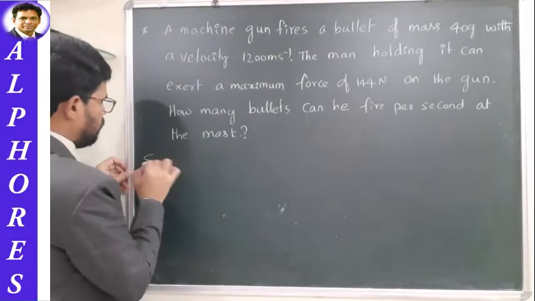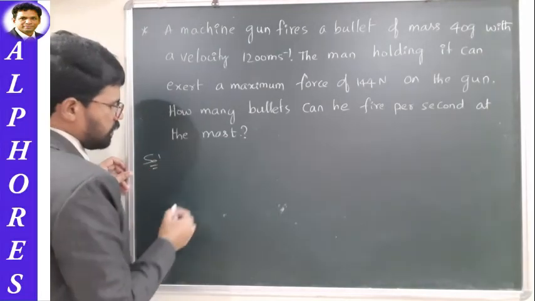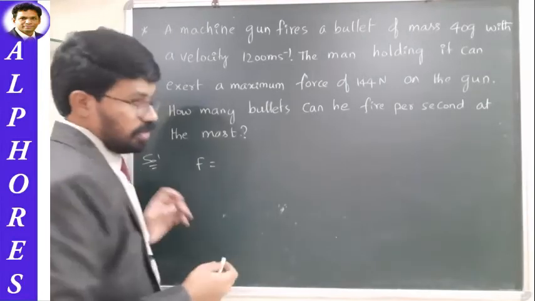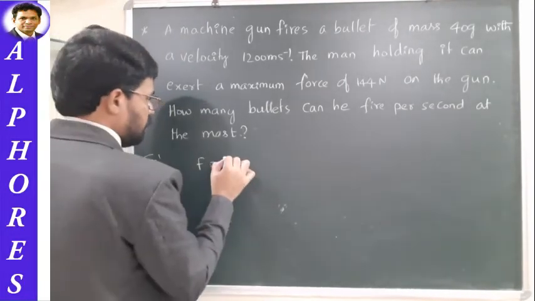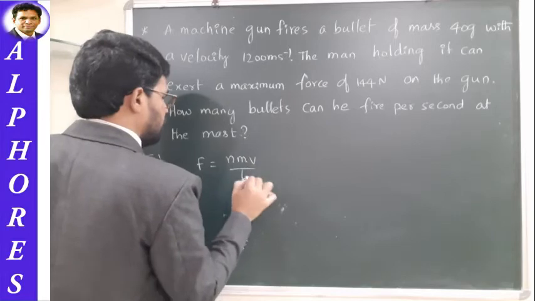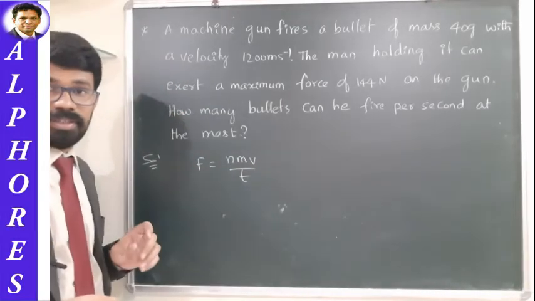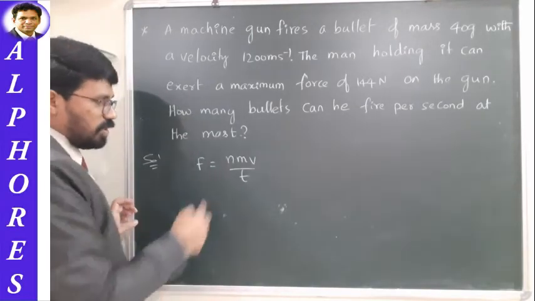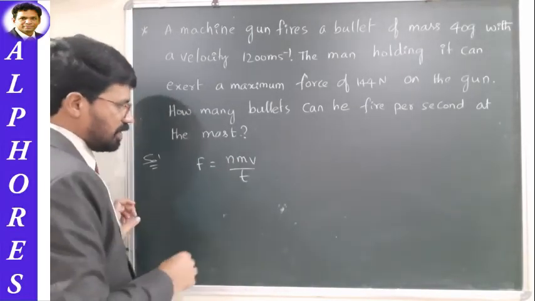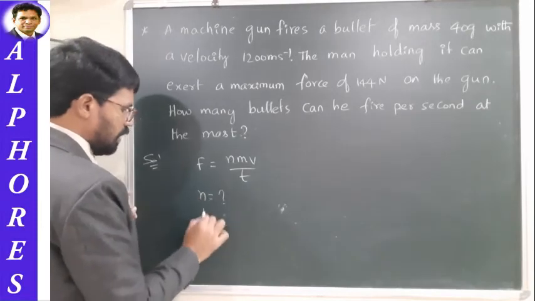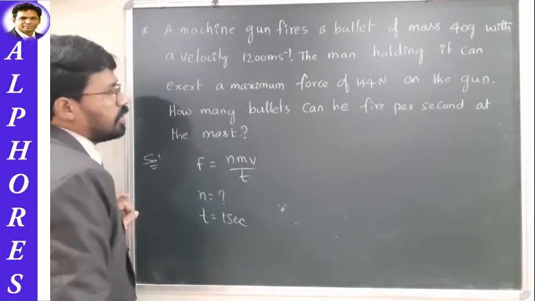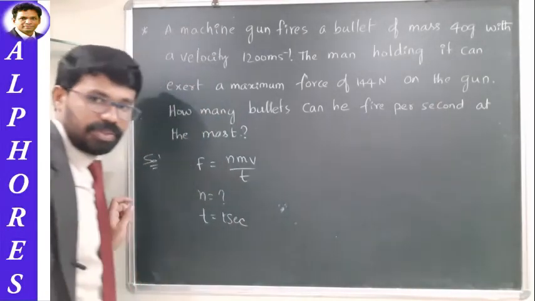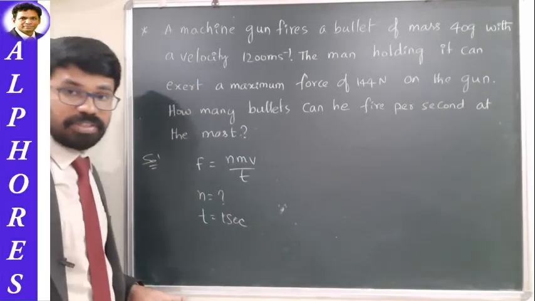So let us solve this one. Just now we have seen this machine gun model. The force that the person has to exert is equal to what? N mv by t, where n is the number of bullets that the person can fire, and t is the time in which these bullets are fired. m is the mass of the bullet, v is the velocity of the bullet. Here we don't know what n is, and t is given, it's 1 second. In 1 second, how many bullets can he fire? That's what is being asked.